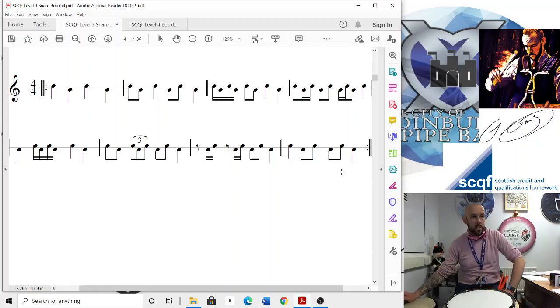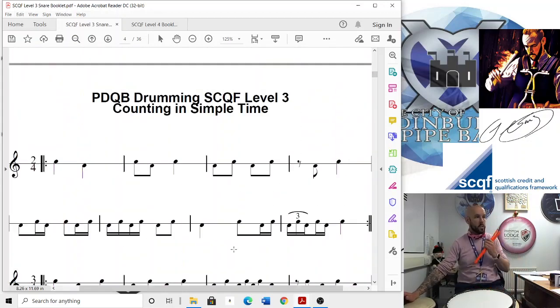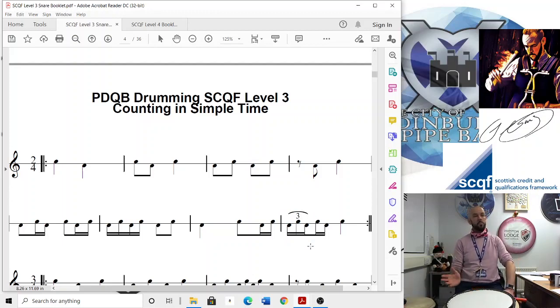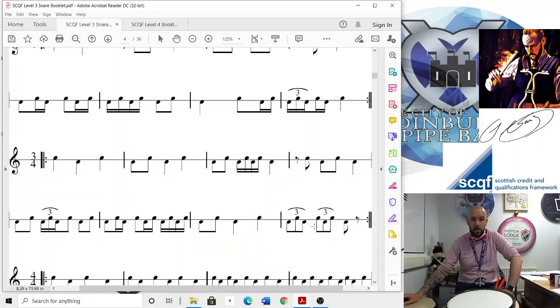Okay, so that's us covered all of the counting exercises in simple time. And like we said in the level 2 book, it takes a bit of time to get used to what the crotchets are, quavers are, semiquavers, and your triplets, alright? But once you're used to them, when it comes to playing things like 3/4s, middles of 3/4s, any groups that have got triplets, quavers, and semiquavers, it makes it so much easier for you. Alright, so do please spend the time working on that.